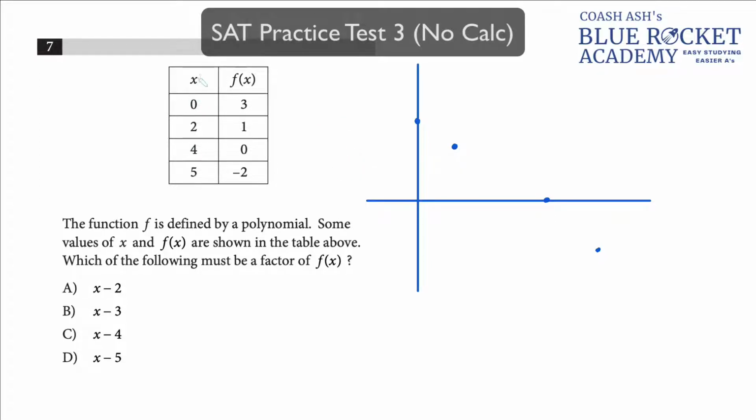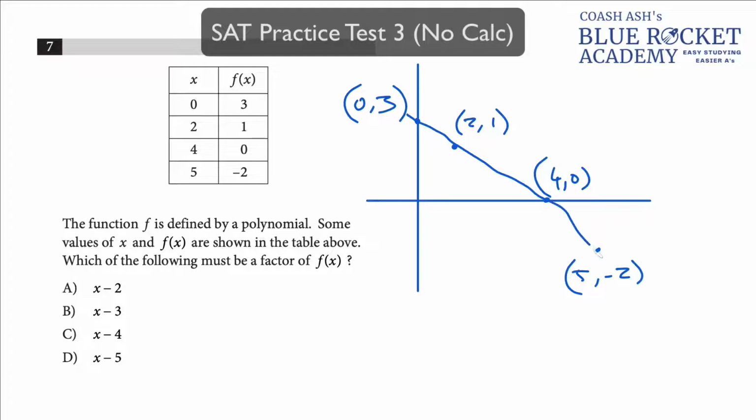Okay, so what you're told is the x and then the f of x, which means it's just a y value. F of x is just a fancy name for y. You just plot them. 0, 3 is here, 2, 1. So 0, 3, you take over here, 2, 1 over here, 4, 0 over here, and then 5, negative 2 over here. And then it's a function, so it could be some kind of strange function like this. But the main idea is it crosses the x-axis here.